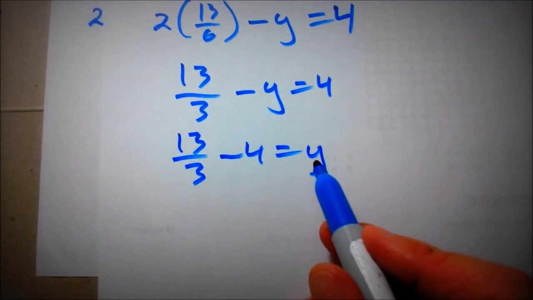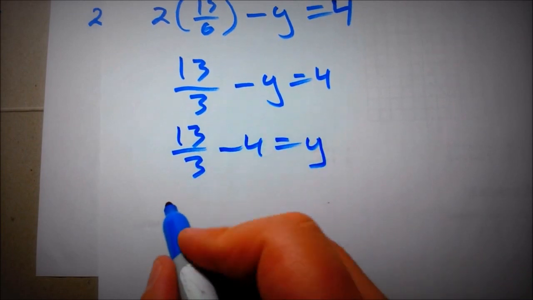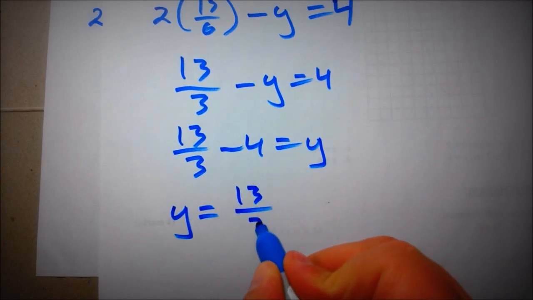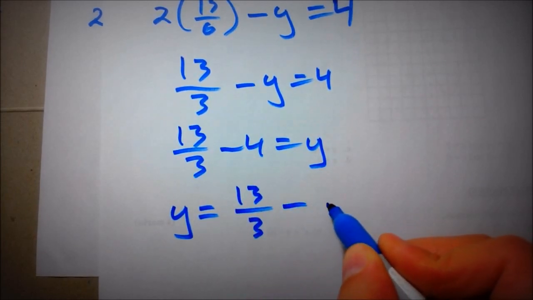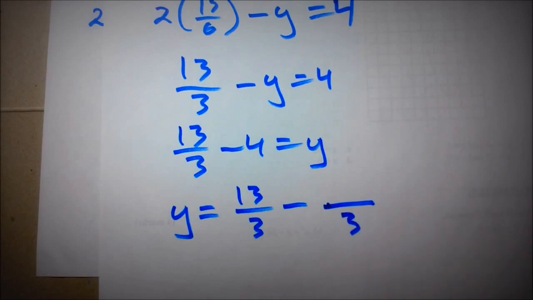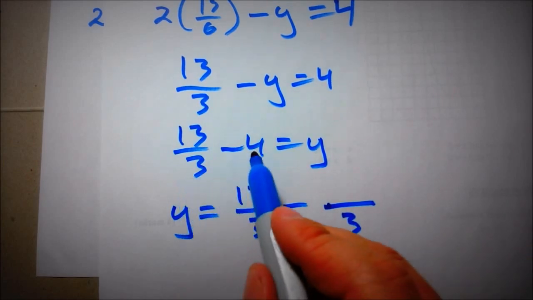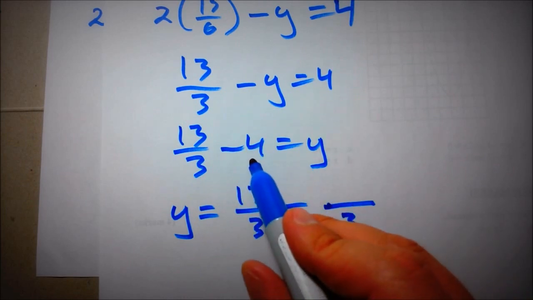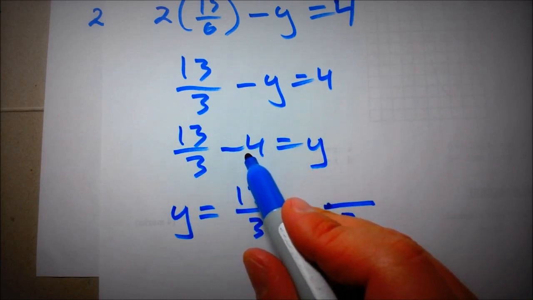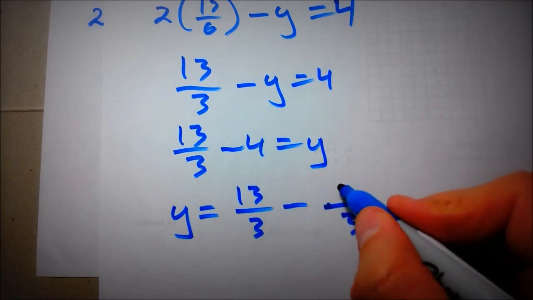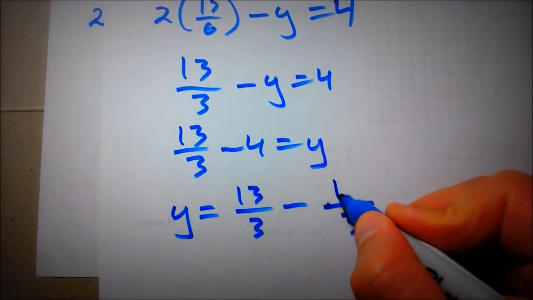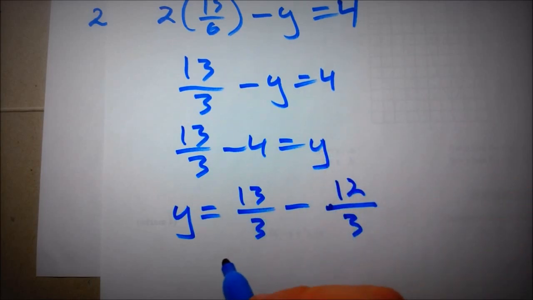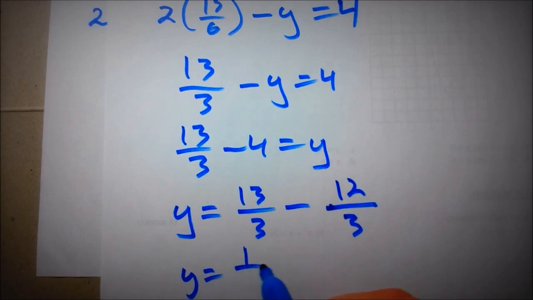Now, let's subtract these two. 3 is the lowest common denominator between these two, so 13 over 3 minus, and we multiply the denominator by 3, so whatever we do at the bottom, we do the same thing at the top, so 4 times 3 becomes 12. So what's 13 minus 12? That gives us 1 over 3, so y equals 1 over 3.